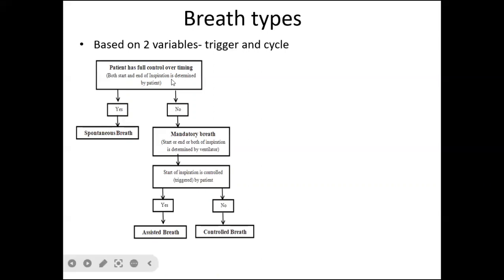If the patient has no control over both, or he has control over only one, then it's called a mandatory breath. Patient controls both, only spontaneous breath. If the patient is not able to control both, it is a mandatory breath. That's simple. In a mandatory breath, if the patient is triggering the inspiration, then it's called an assisted breath. In a mandatory breath, even if the patient is not triggering the breath, then it is called a controlled breath.